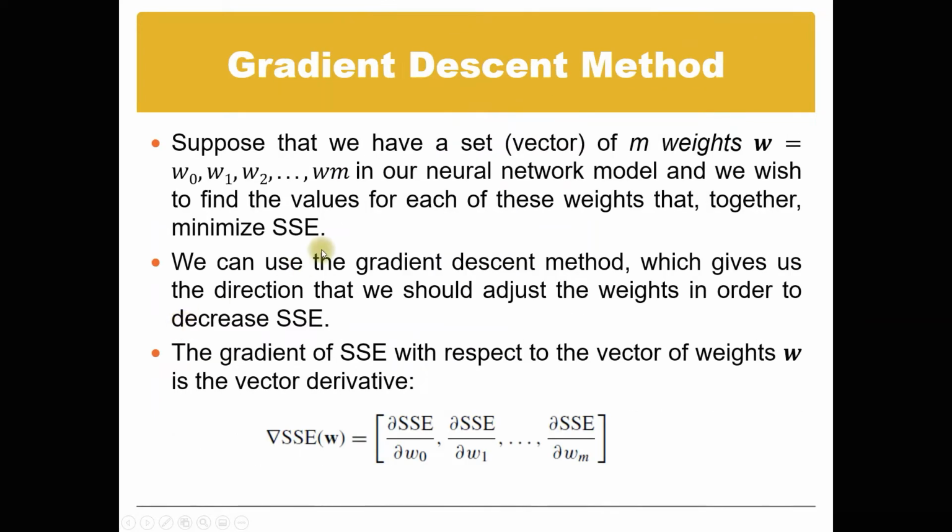Having said so, the next step is to understand what the gradient descent method is. Now, the gradient descent method is a method that will update our weights by adjusting them. We are going to adjust these different weights in a certain direction where we will decrease the sum of squared errors. Now, why do we want to apply the gradient descent method?